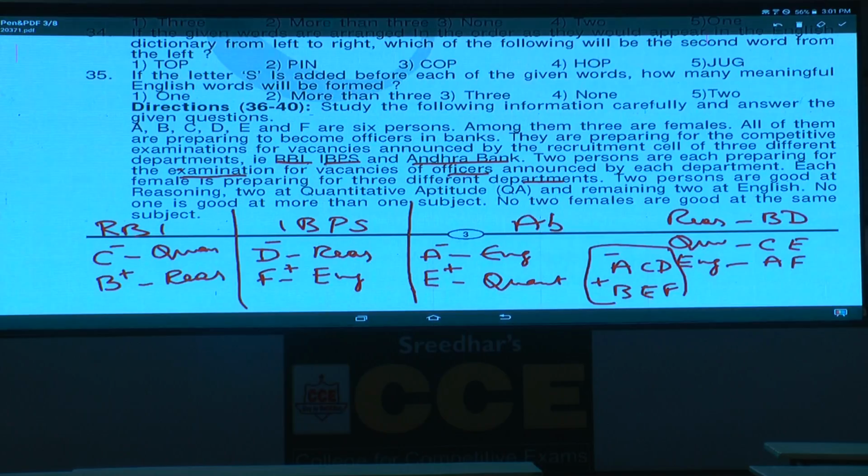Which among the statements is not necessary? 1 is necessary, 2 is necessary, 3 is necessary, 4 is necessary. That means all the statements are necessary. That is choice 4, isn't it? All are necessary, whether we have that choice or not. All are necessary, that is choice 4.